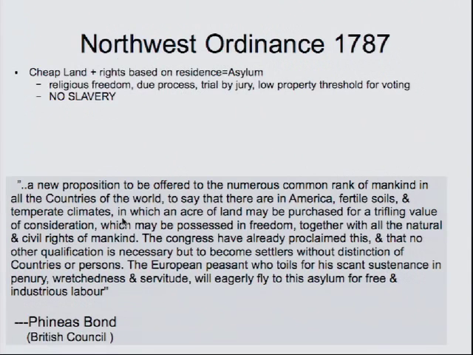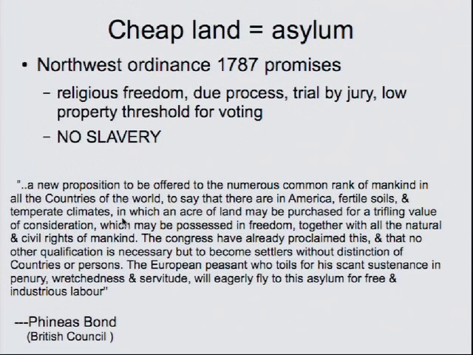Okay, sorry, slides are a little bit disorganized here. But this position is noted, from the point of view of Phineas Bond, who's the British consul at the time in Philadelphia. I won't read his quote, but he clearly sees this as a threat to European countries. This idea that the U.S. is clearly trying to lure European subjects, rather than citizens, to come to the U.S. with the promise of very cheap land and all these rights. He uses the term asylum for free and industrious labor.